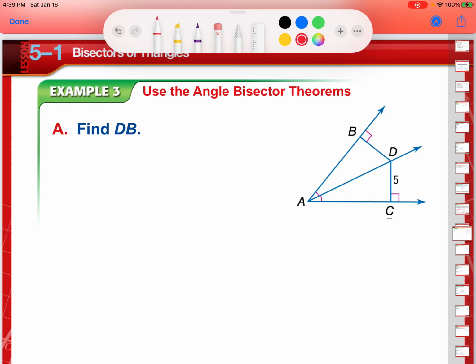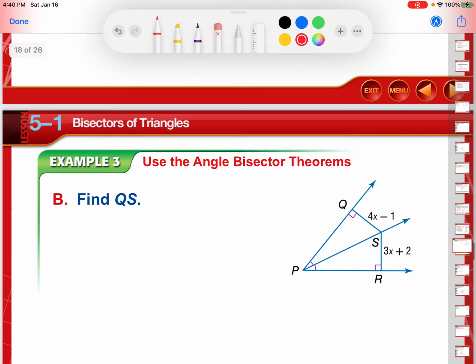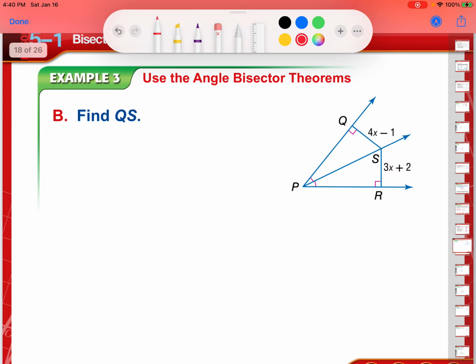Now we are supposed to find DB. Right away, what I see is they have these two little hash marks in here, which means these two angles are the same, which means AD is going to be an angle bisector, which also means that DC and BD have to be congruent, which means DB is 5.